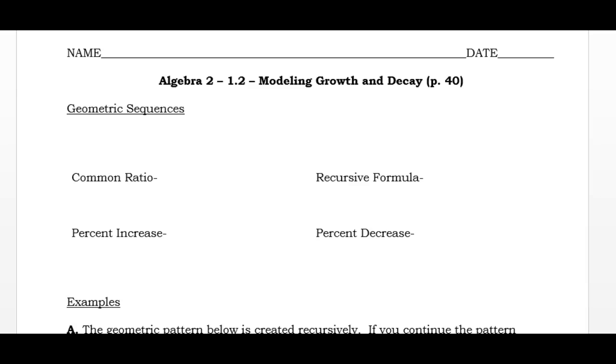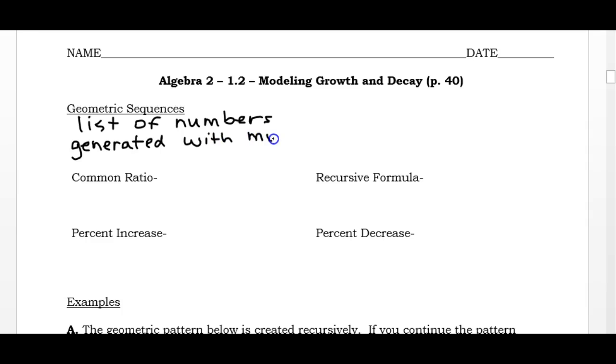This is Algebra 2, Lesson 1.2. We're going to continue talking about sequences, but we have a new type of sequence, a geometric sequence. So a sequence is still a list of numbers, but geometric sequences are generated through multiplication. Now that's technically also division, but we're going to focus just on multiplication.